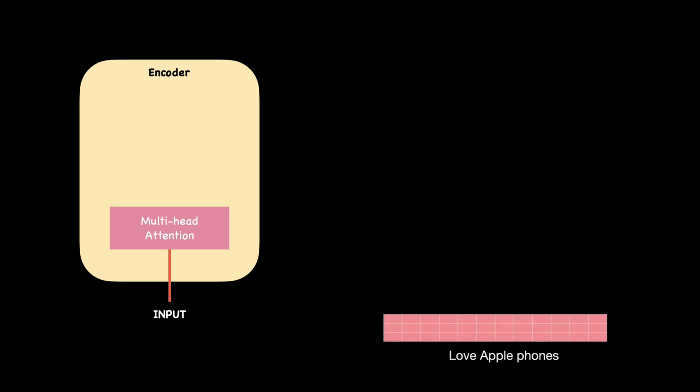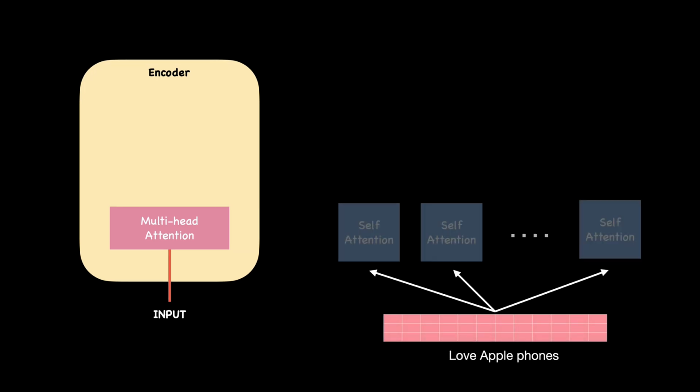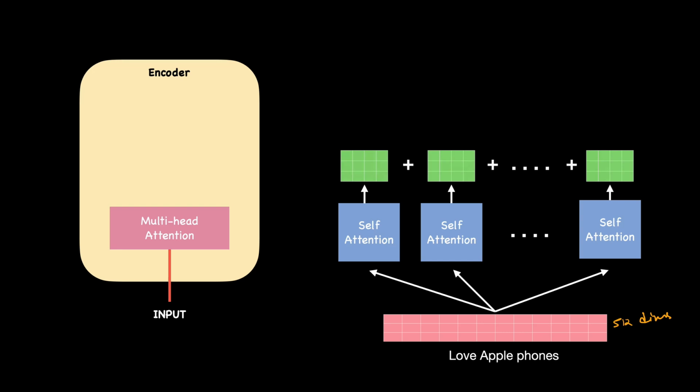In the original Attention is All You Need paper, we use 8 attention heads. Each head processes a 512-dimensional input word embedding and generates a 64-dimensional new word representation. So if your input has 3 words, love, apple, phones, then the total size of the input is going to be 3x512. This same input is going to be passed into 8 self-attention heads. Each head is going to generate a new word representation based on different word relationships in the sentence. So each of these outputs are 3x64 dimensions and we will have 8 such outputs.